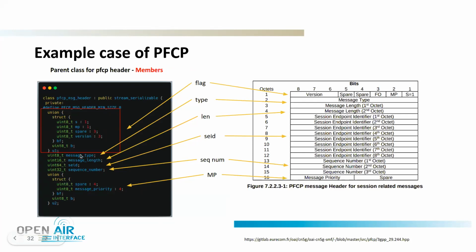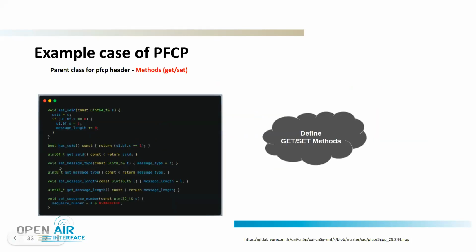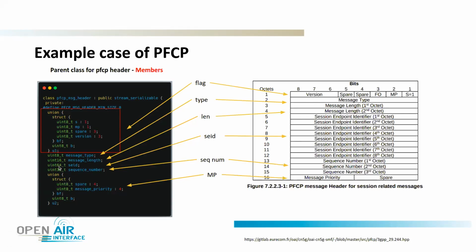Then again, for example, we can see the message type. You can see the message type is 1 octet, so we take it as an unsigned integer 8. Then for the message length, it is denoted by 2 bytes, so we use unsigned 16. Similarly for session id, we have 8 octets, so we use unsigned int 64. And similarly for sequence number. And for message priority, we use a union. We have 4 bits reserved as spare, and then we use 4 bits to denote the message priority.